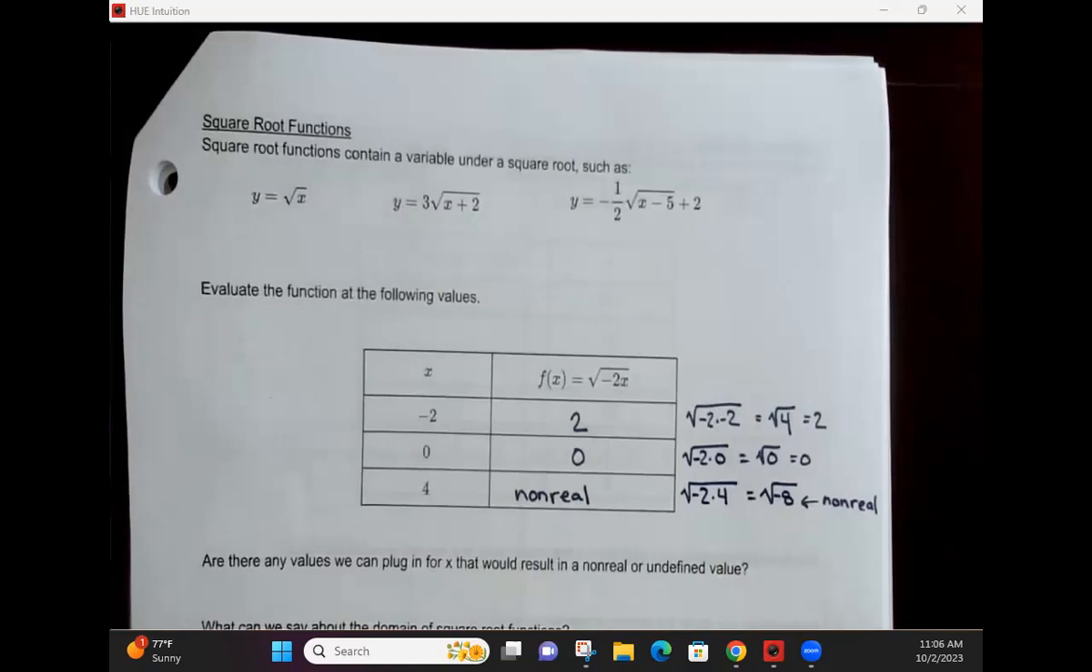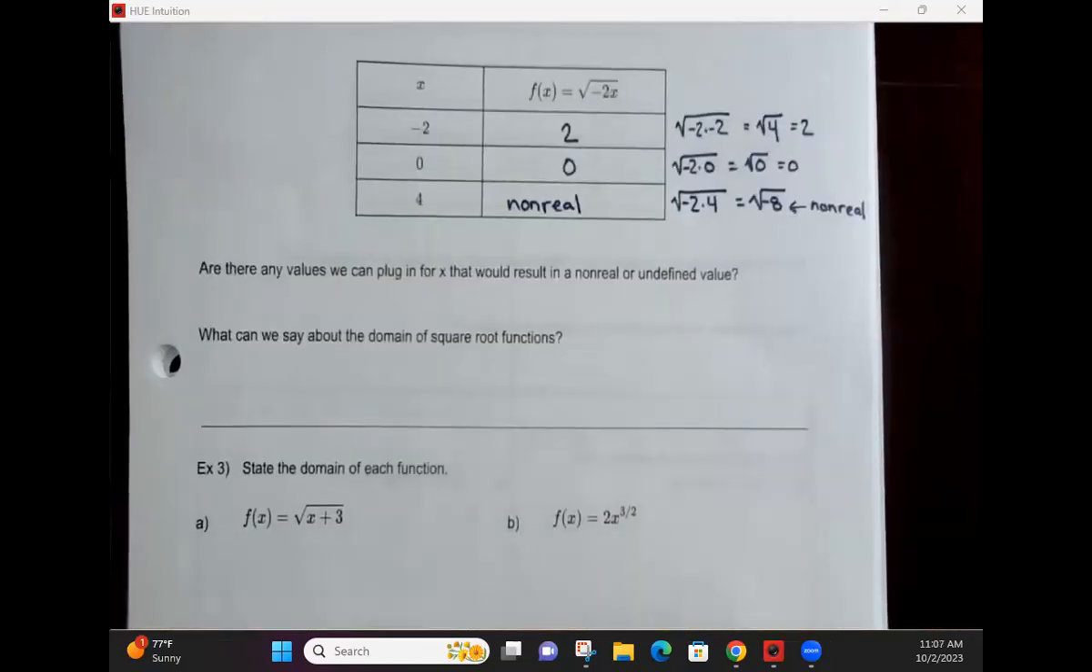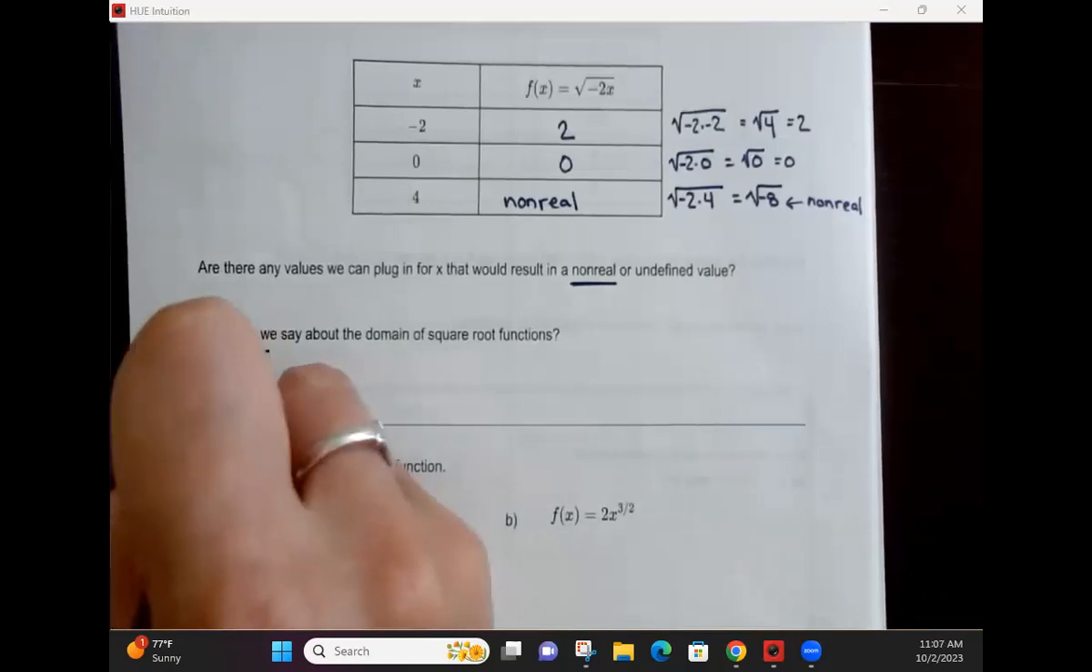Okay, so we need to be on the lookout for anything that would make our radicand negative, anything that makes the stuff under the square root negative. I don't have one big rule, one domain that works for every square root function, like we did for exponentials and polynomials. It's going to vary problem by problem, function by function, because every square root function is a little bit different. But the big thing that we can say is we have to look out for stuff that's going to be non-real. So we're looking at the radicand.